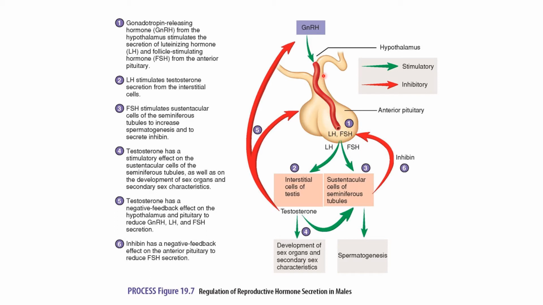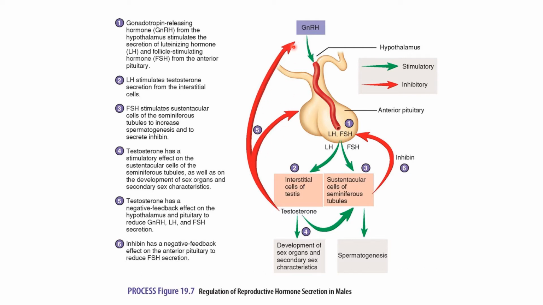Once it stimulates the release of LH and FSH, of course, the interstitial cells of the testes produce testosterone, and the sustentacular cells of the seminiferous tubules also play a role when it comes to spermatogenesis. The testosterone also gives support to the sustentacular cells and the development of the sex organs and secondary characteristics.